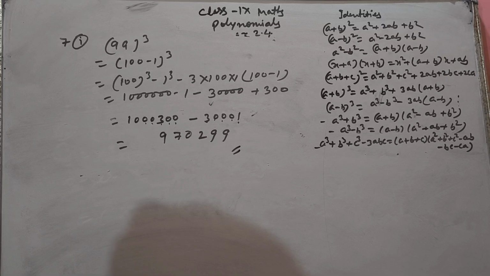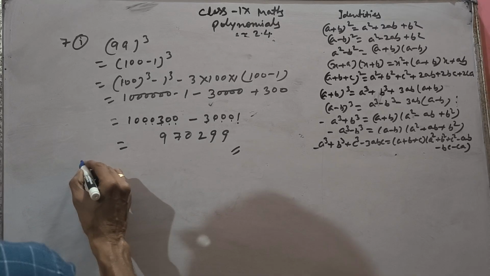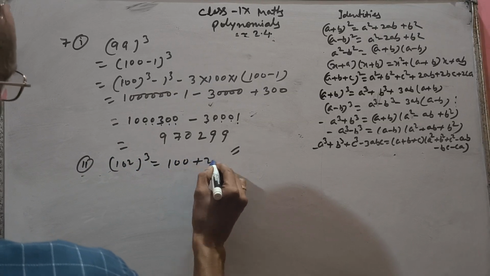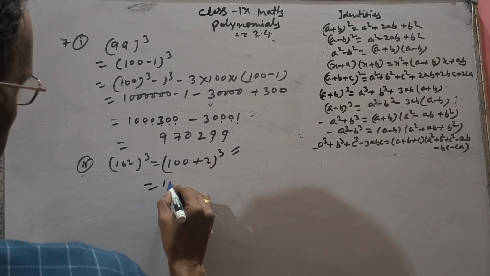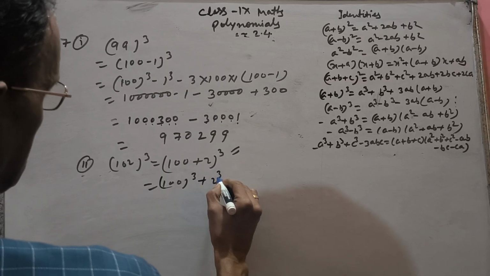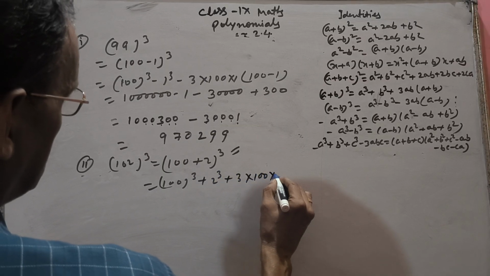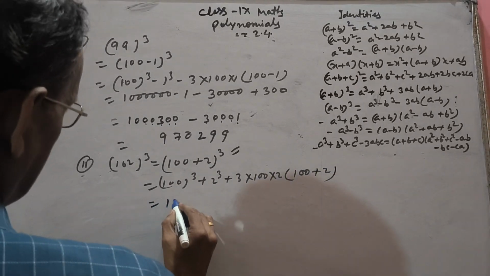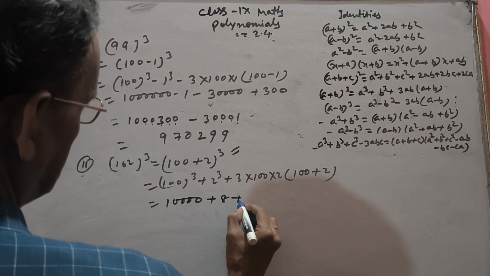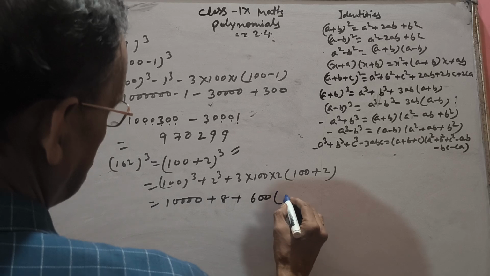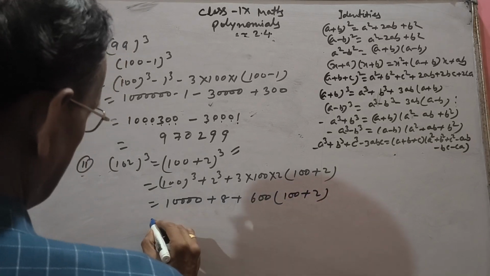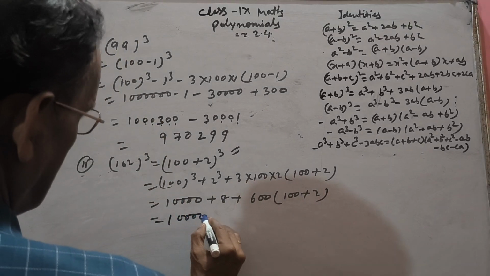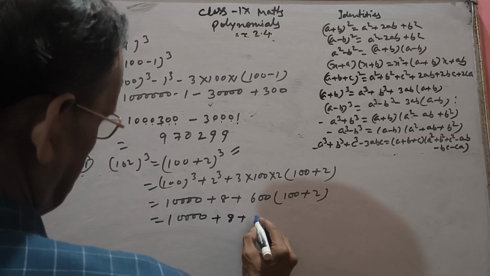Okay, one more sum we can do here. Number 2: this is 102 whole cube. Simply 100 plus 2, we can use the A plus B whole cube formula. So this is A cube plus B cube plus 3AB into A plus B. How much do we get here? 1 million, 2 hundred 40, plus 8 plus 3 into 2 into 100, 600. Once you write here 100 plus 2. How much do we get?